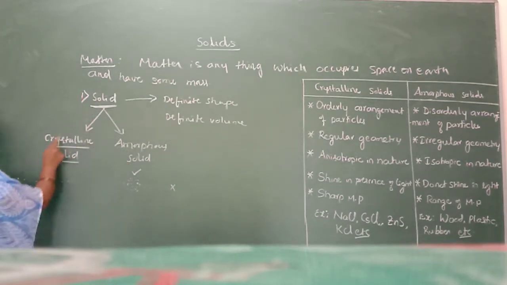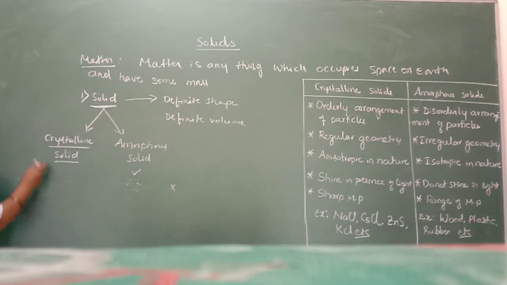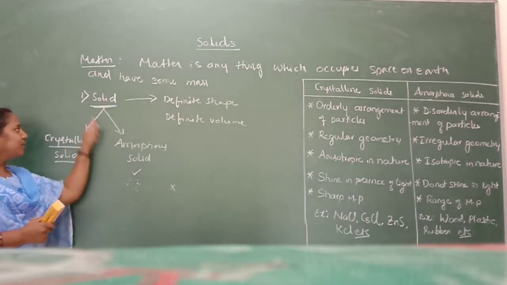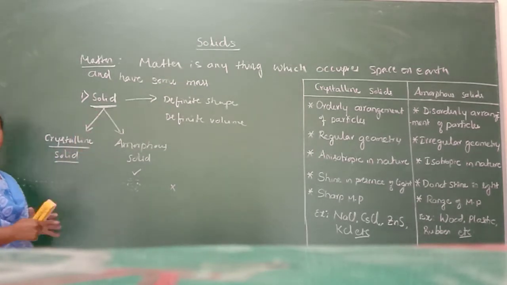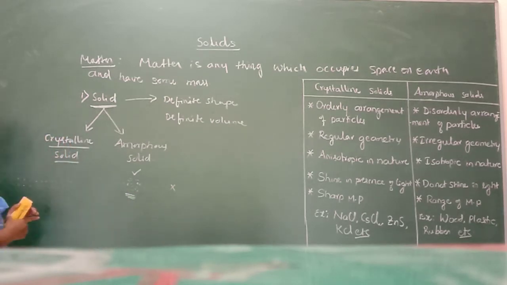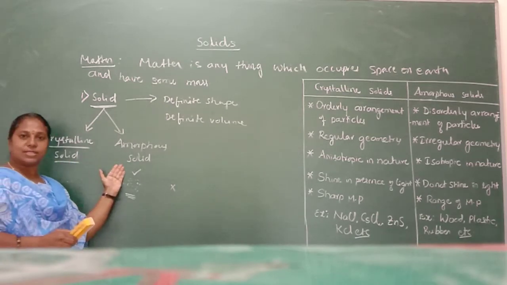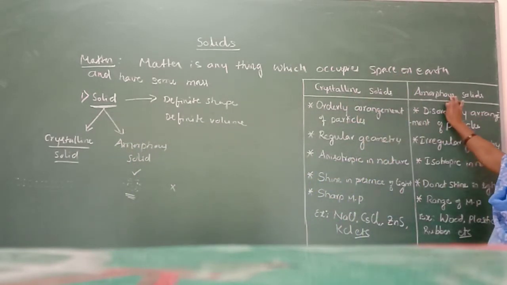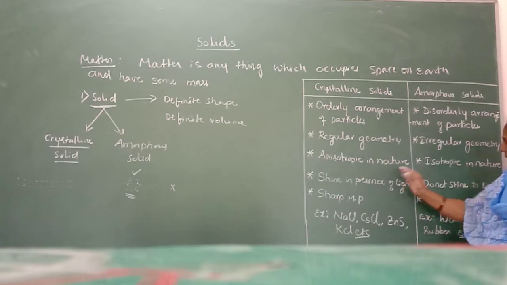So what are crystalline solids and what are amorphous solids? Crystalline solids are the type of solids in which the particles are arranged in an orderly manner. Amorphous solids are the type of solids in which the particles are arranged in a disorderly manner. Next we will go through the differences between crystalline solids and amorphous solids.